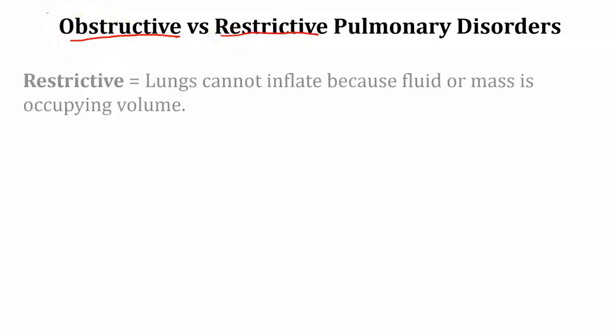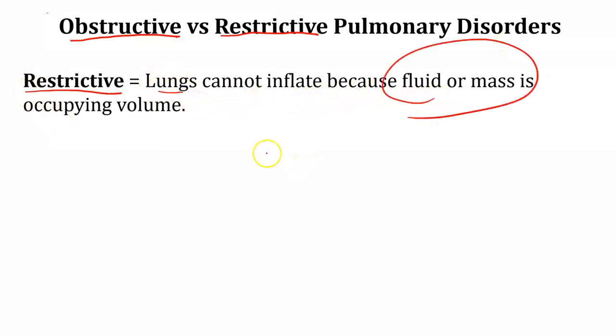And the descriptions are the following. A restrictive disorder would be any disorder where the lungs can't inflate because there's something occupying the space that the lung tissue should normally occupy. In other words, your lungs just can't expand with as much air because there's stuff in the way. This could be because you have swelling, like edema, and pooling of fluid. It could be because there's a mass, like a tumor or a mesothelioma, taking up space. So that'd be a restrictive disorder.